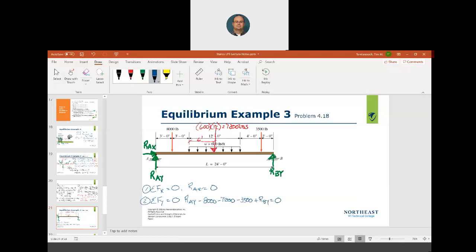Two variables, can't solve it. So I'm going to reduce it though. So RAY plus RBY, I'm going to add these up and move them to the other side of the equation. 8,000 plus 7,200 plus 3,500 equals 18,700.